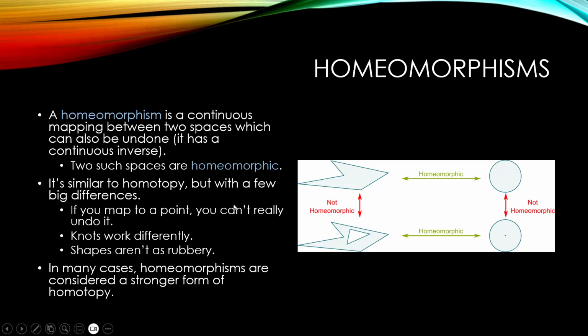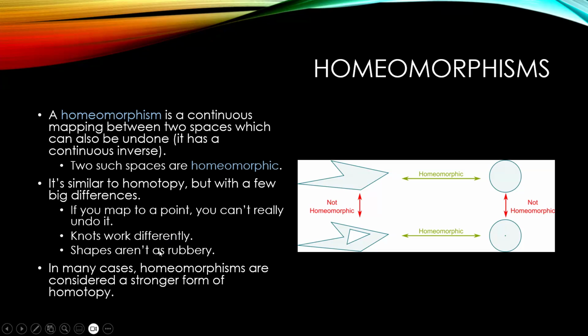And so it's similar to homotopy, but with a few big differences. If you map to a point, you can't really undo it. When we thought about contractible maps before, contractible isn't really a thing for homeomorphisms because you can map a whole bunch of points down to a single point, but you can't then take that single point and undo it in a nice, smooth way.